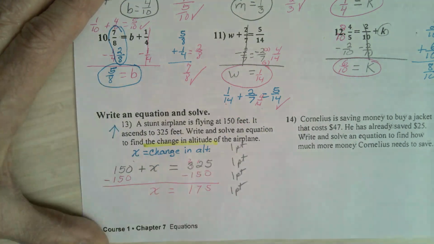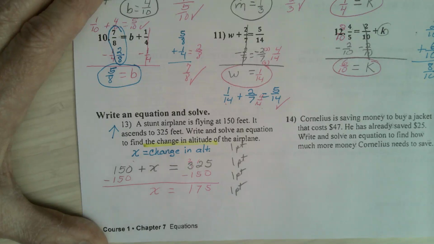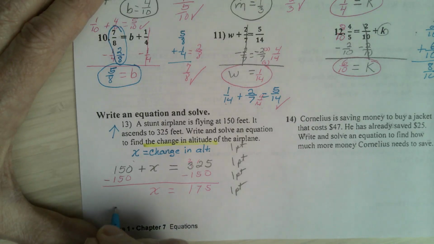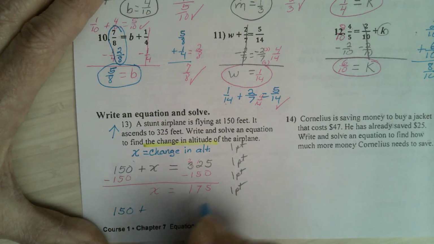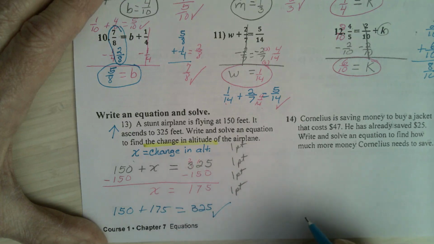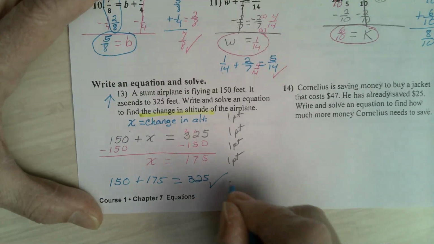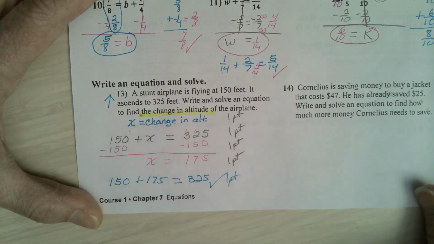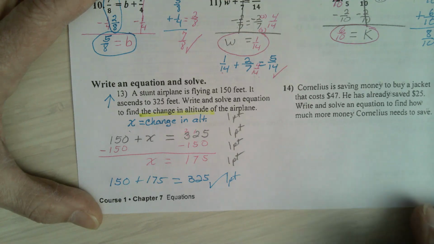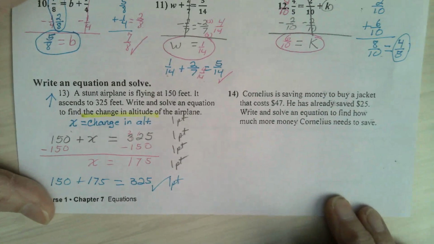We're going to do the check step. Does 150 plus 175 equal 325? Yes, it does. And that is your final point. Now we're going to do the same thing for number 14.